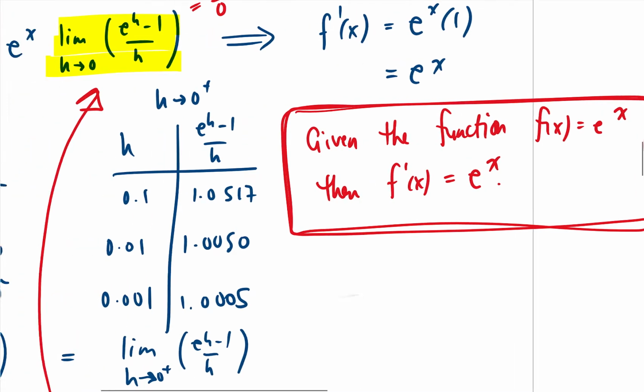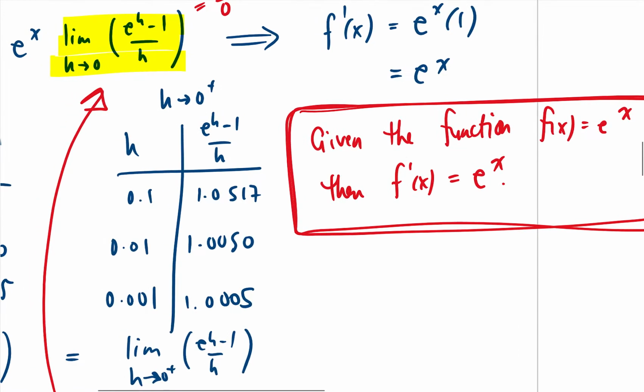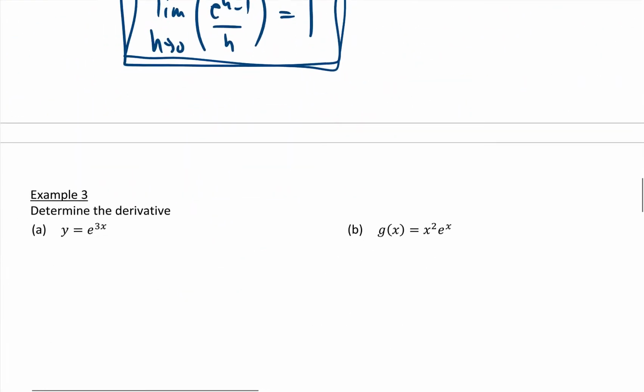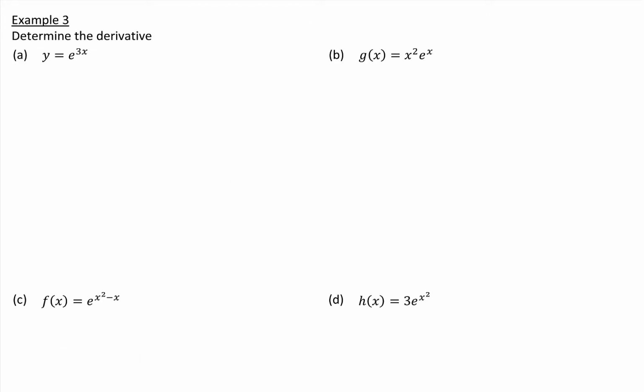Alright, so now that we know that shortcut, let's look at some more complex derivatives involving Euler's number. So determine the derivative of y equals e to the exponent of 3x. So we can see we have a composition of functions. So we have the outer function f is e to the x, and we have the inner function g is 3 times x. So let's take their derivative. So f prime is e to the x, and g prime is equal to 3.